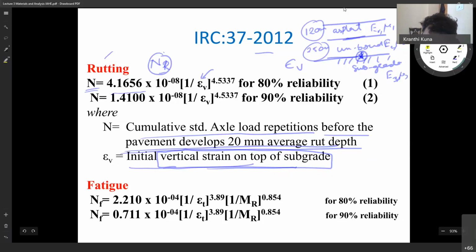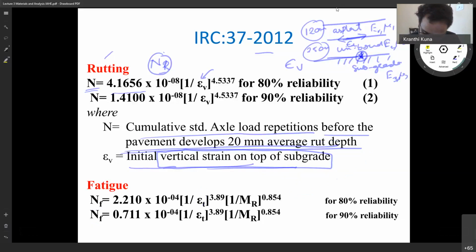So if you want to see resistance at fatigue, what you have to determine is tensile strain at the bottom of the bound layer. For example, if you determine the stress, strain and deflection, and the tensile strain you are obtaining at the bottom of the asphalt pavement, you input into this one. Whatever number of cycles you get for this pavement is basically the cumulative standard axle repetition before the pavement develops 20% cracks. I'll come to what reliability is a bit later, but I'm just giving you the design philosophy before I go to it.